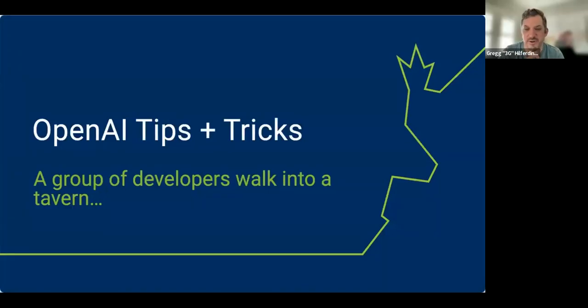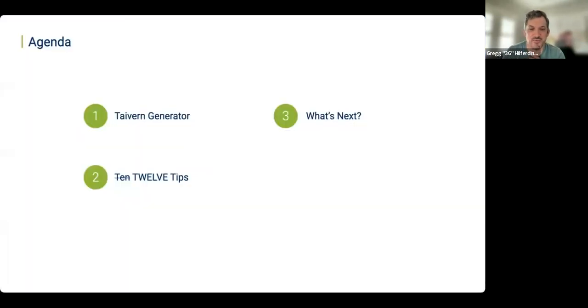Okay, hello everybody. June and I are here again to talk about AI and how to use it. For this month, we are going to have a fun, silly example, a tavern generator. We're going to start by showing you the tavern generator. Then we're going to run through not 10, but 12 tips that can all be demonstrated with this particular little website that I'm about to show you.